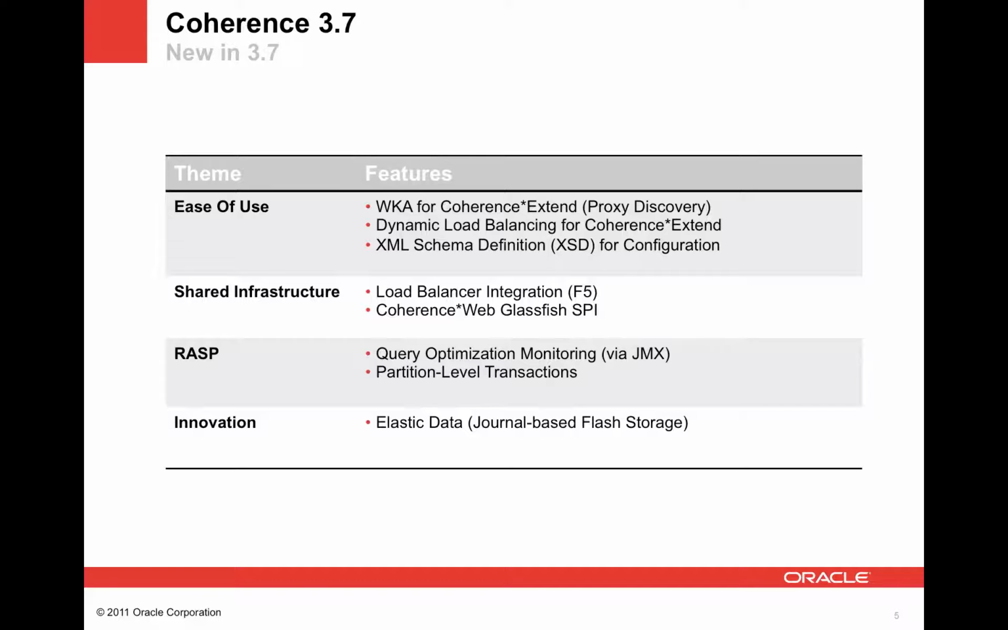In shared infrastructure, we have integration with the F5 Big IP load balancer, as well as the new Coherence Web Glassfish SPI included in Glassfish 3.1. In RASP, we have some query optimization monitoring via JMX and partition-level transactions. And last, and certainly not least, under innovation, we have a new feature called Elastic Data.